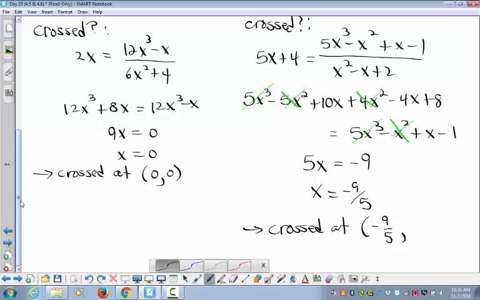And how do we find the y coordinate? Is it easier to plug it into the function or to plug it into the asymptote? Yeah, plug it into the asymptote. That's always going to be a little easier because we're always dealing with a linear function at most over here. So plug negative 9/5 into there. The 5's cancel. We get negative 9 plus 4, which is negative 5. Right? Negative 9 plus 4. All right, so that's its crossing point.